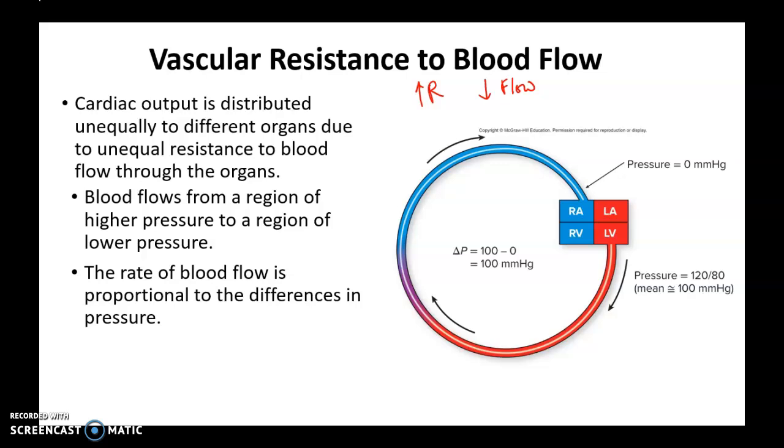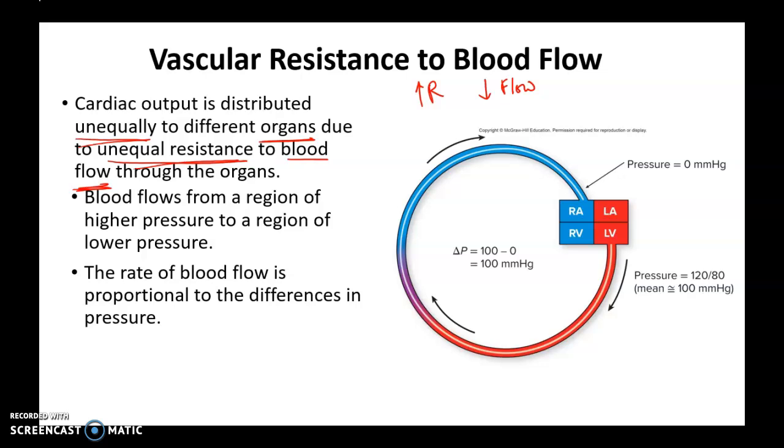So you have to understand that the cardiac output is distributed unequally to different organs, and different organs provide unequal resistance to blood flow. Okay, so different organs provide different amounts of resistance to blood flow.